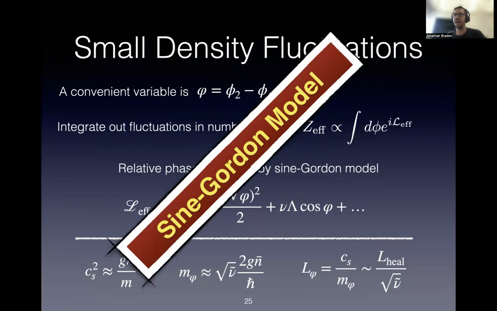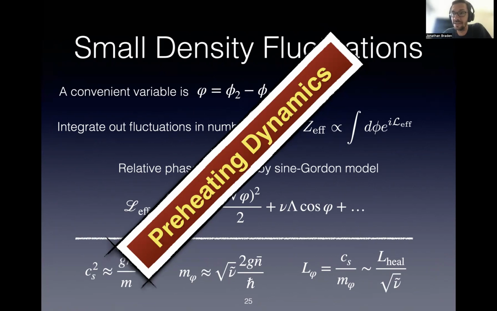All right. And so if I just study the dynamics of the relative phase between my two coupled BECs, it will behave as though it is a relativistic scalar field with a cosine potential. And that's super interesting because it's very well known that the Sine-Gordon model possesses preheating dynamics. So, I have a cosine potential.